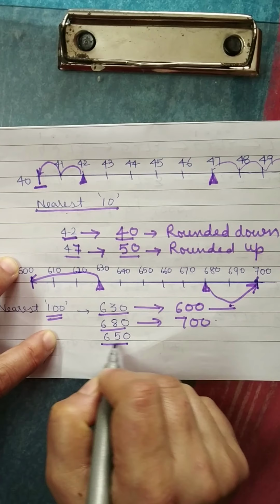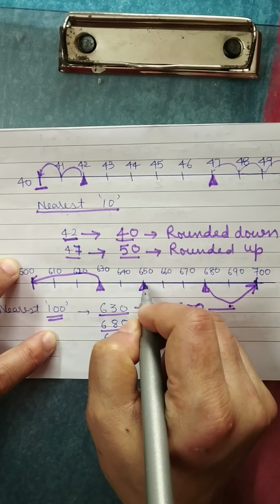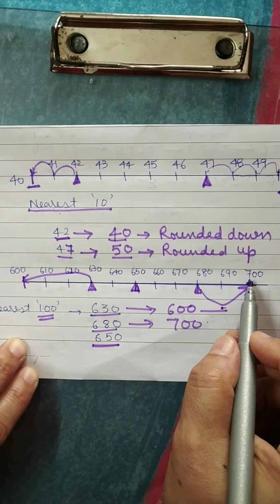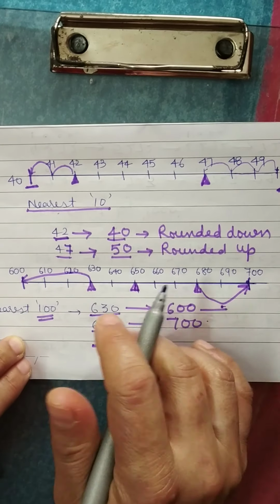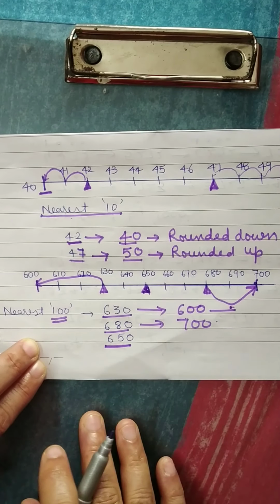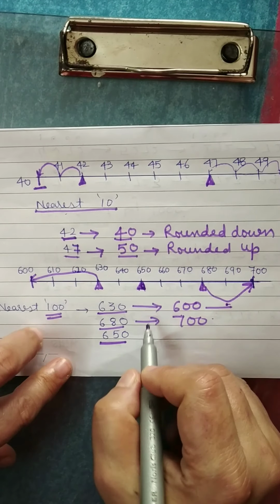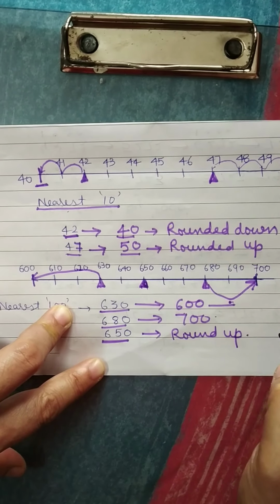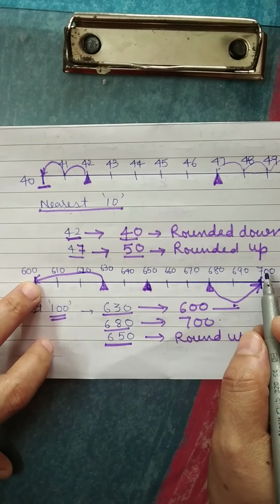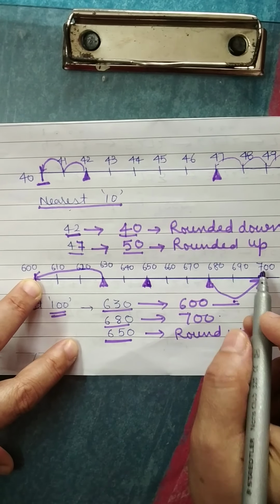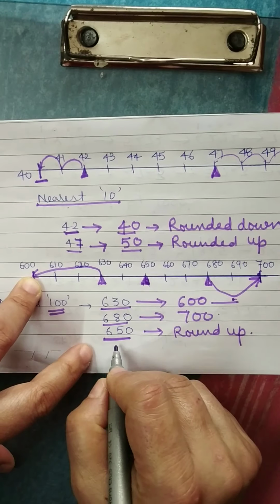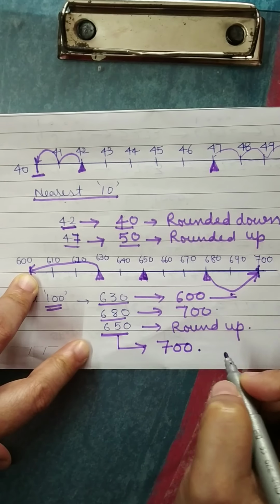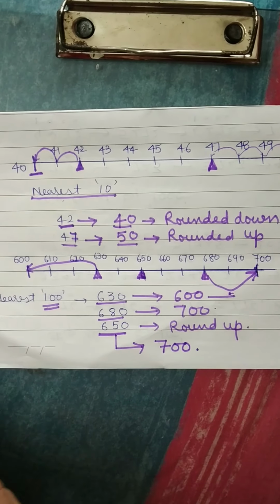Now what happens if the number lies exactly in between? 650 is equally distant from 700 and 600. So it lies exactly in the middle. So whenever a number lies exactly in the middle, we always round it up to the higher multiple. So which is the higher multiple between 600 and 700? 700 is the higher multiple of 100. So 650 will be rounded up to 700. In the next part we will look at the rules of rounding.